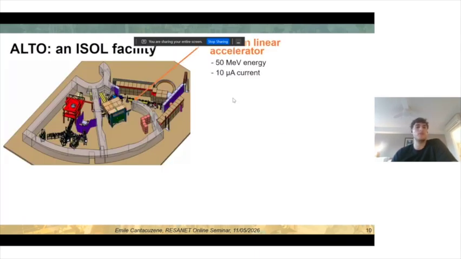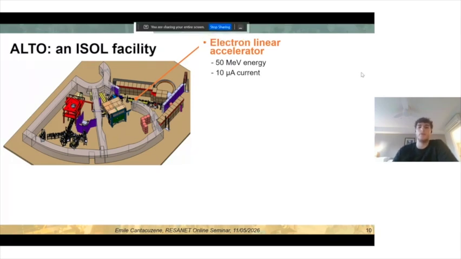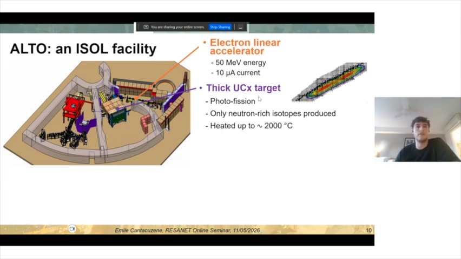So in ALTO, we produce a radioactive ion beam using the ISOL method. So basically, we accelerate electrons up to 50 MeV, which are then sent on a thick uranium carbide target. This will induce photofission of the uranium, thus creating neutron-rich isotopes. The target is heated up to around 2000 degrees so that the fission fragments can escape the target.